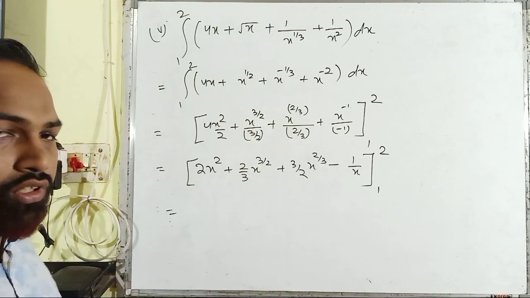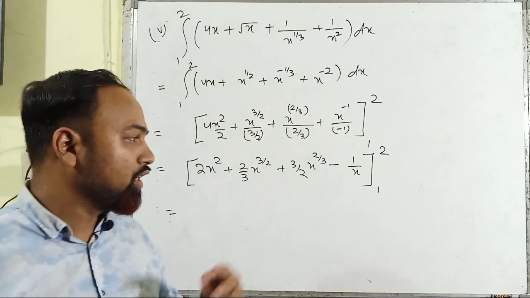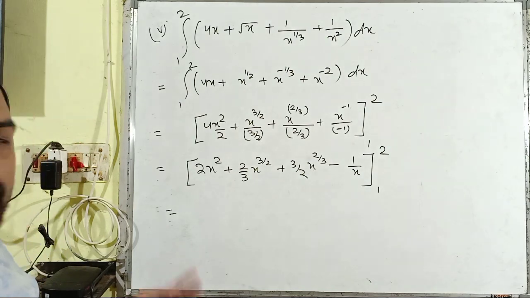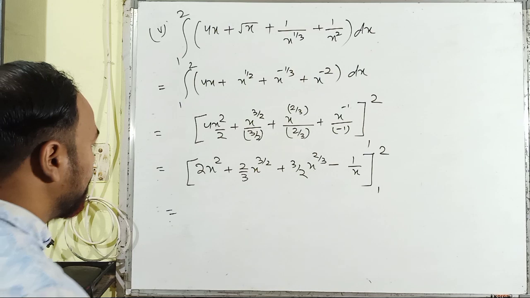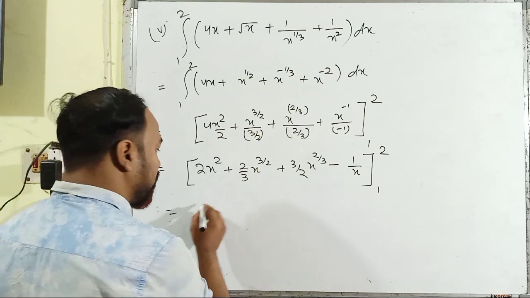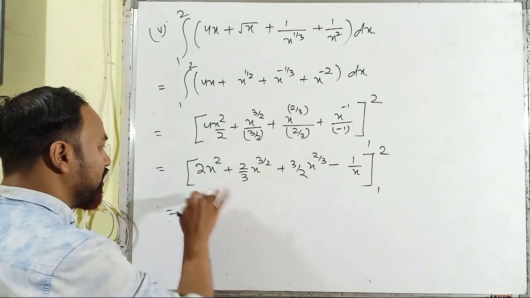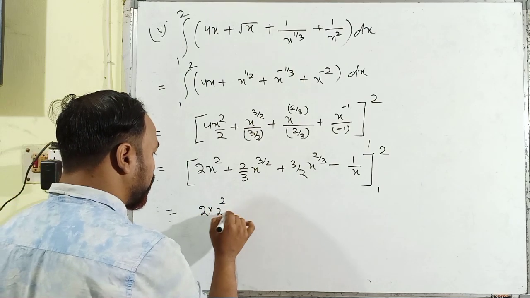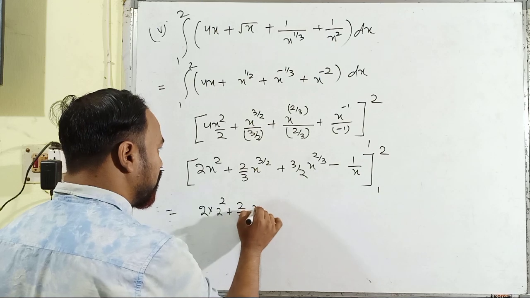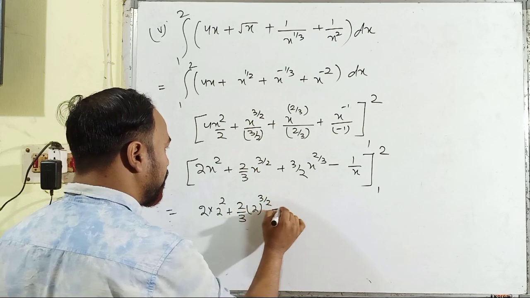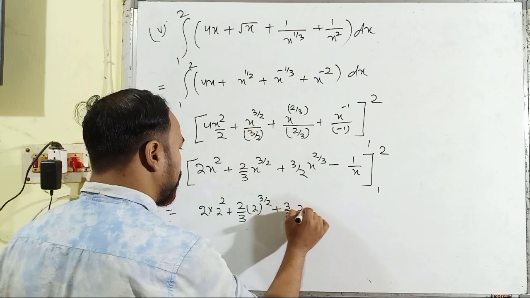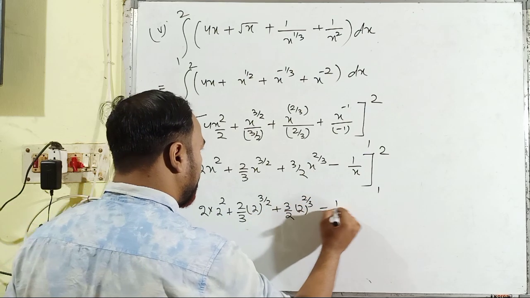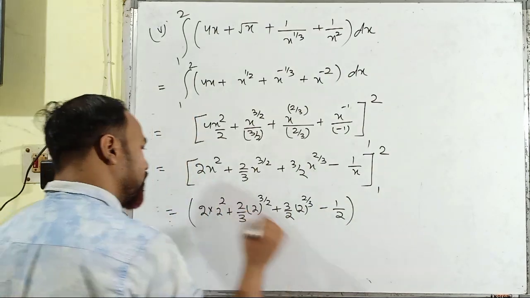Then we have to put the upper limit first in place of the variable. Then we have to put the lower limit, and then we have to simplify these steps, and then we can get the final answer for this problem. So first of all, let us put this upper limit here, and it will be 2 multiplied with 2 square plus 2 by 3, 2 to the power 3 by 2 plus 3 by 2, 2 to the power 2 by 3 minus 1 upon 2.